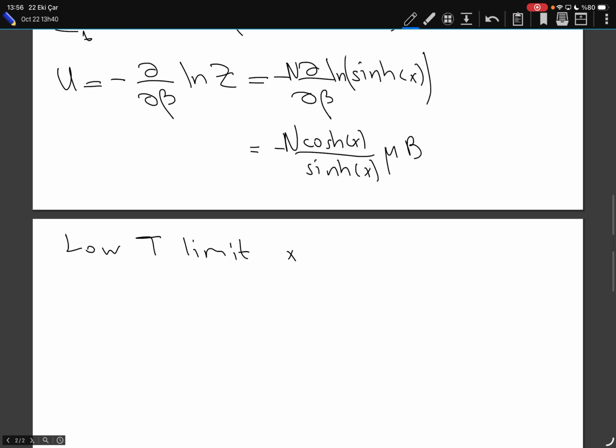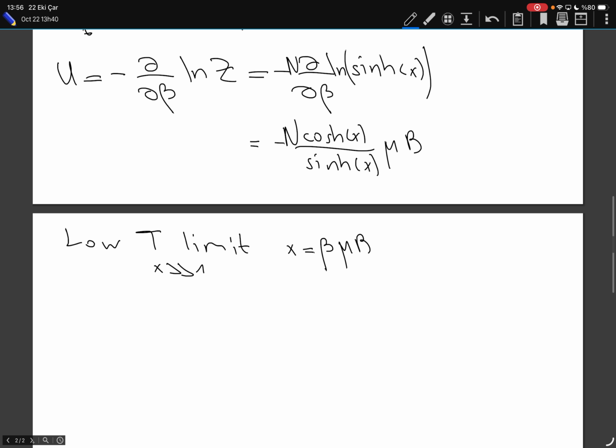But remember, x is equal to beta mu b. So the low temperature limit basically corresponds to x much, much larger than 1. Beta is very large at low temperature. So that is the definition of low temperature. Low temperature in this case means x is much, much larger than 1, or beta, kT, is much, much less than mu b. So you see, in this problem, we have another characteristic energy scale, mu times b.